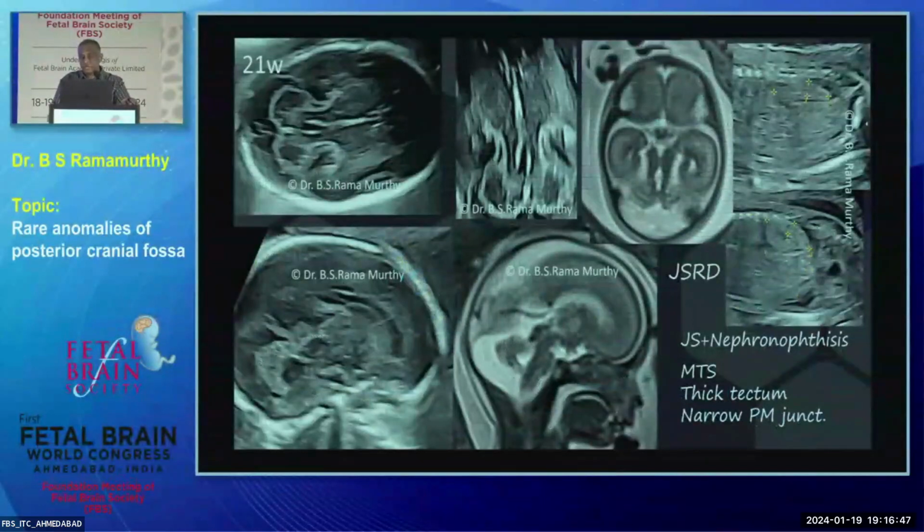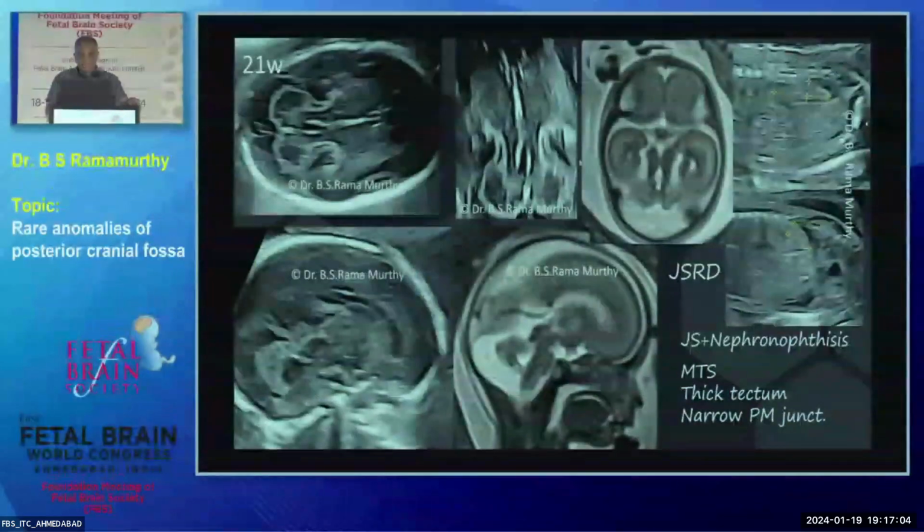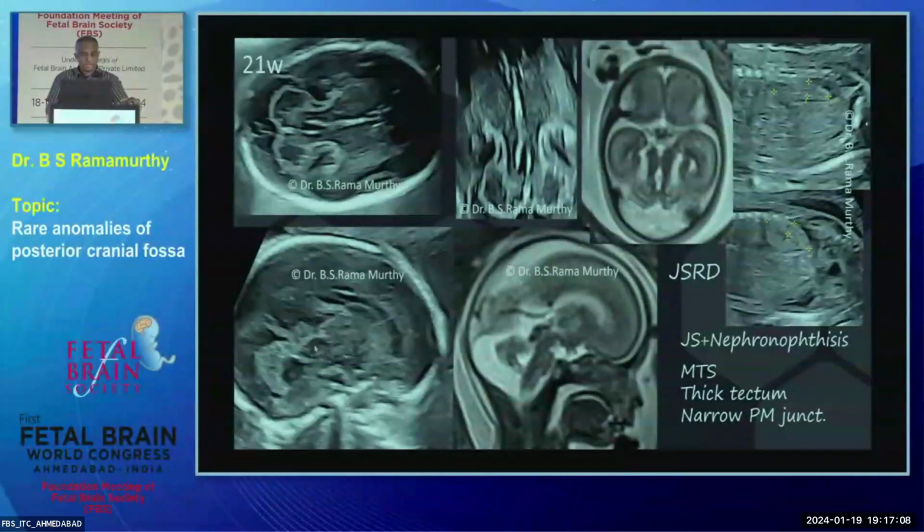And then, of course, this also had hyperechoic kidneys, and therefore it's not pure Joubert, it is Joubert syndrome plus kidneys, and this is nephronophthisis. Also, the tectum is thick, you can see a very thick tectum on the MRI as well as on the ultrasound, and also the junction between the pons and the midbrain is a trifle narrow. So this is JSRD or Joubert syndrome related disorder.